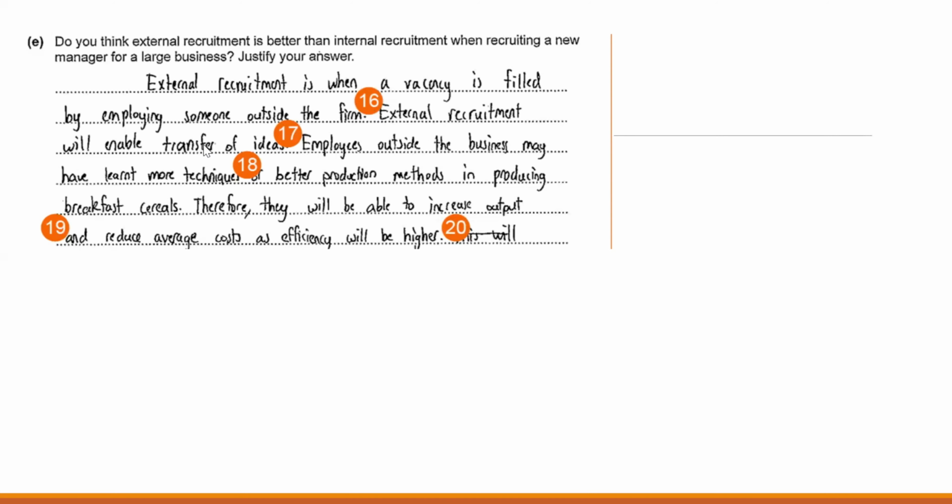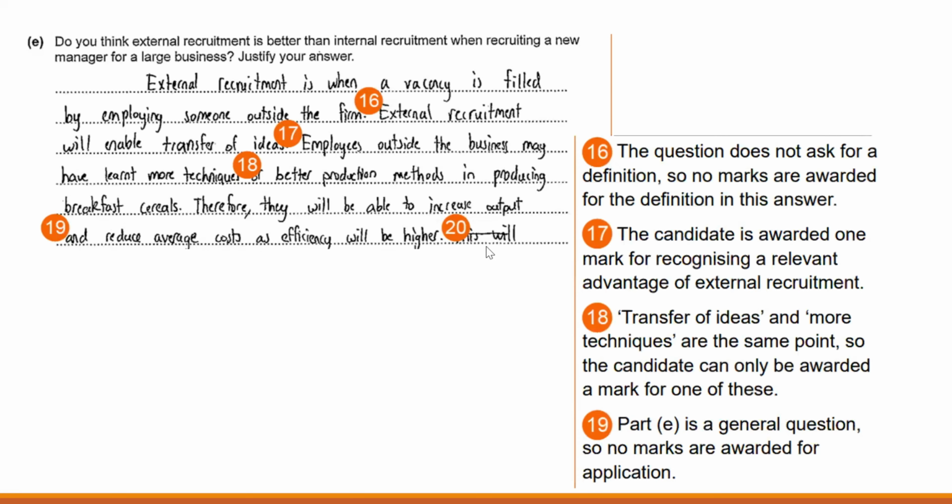External recruitment will enable transfer of ideas. Employees outside the business may have learned more techniques or better production methods in producing breakfast cereal. It was not about HSN, so breakfast cereal had no place here. The student didn't look at that and wrote according to their practice. Application has not been coming in this question for the past 1-2 years, so be mindful of that. Therefore, they will be able to increase output and reduce average costs as efficiency will be higher.